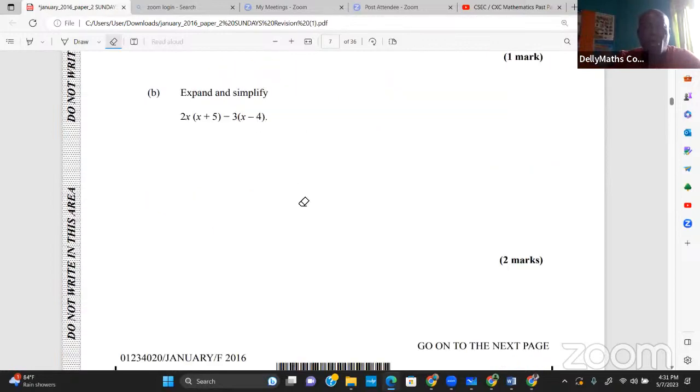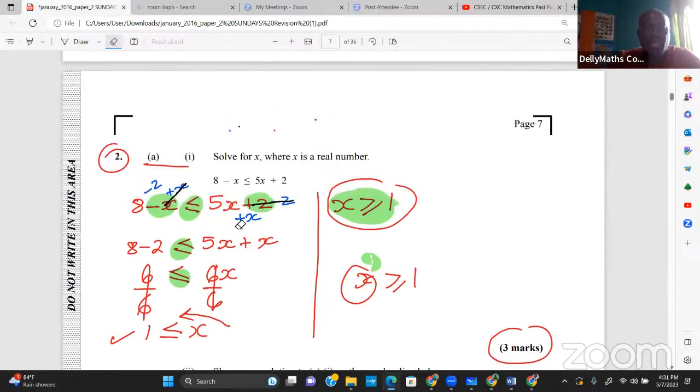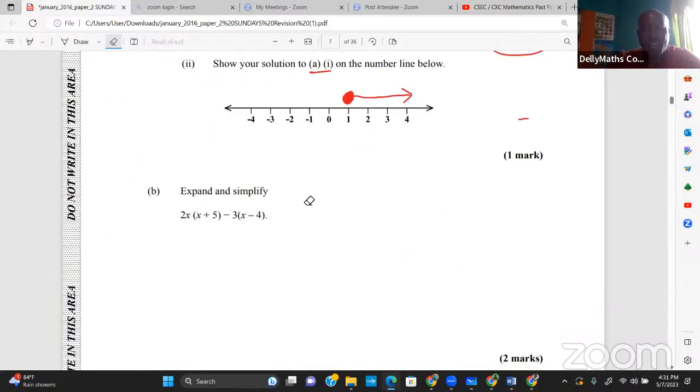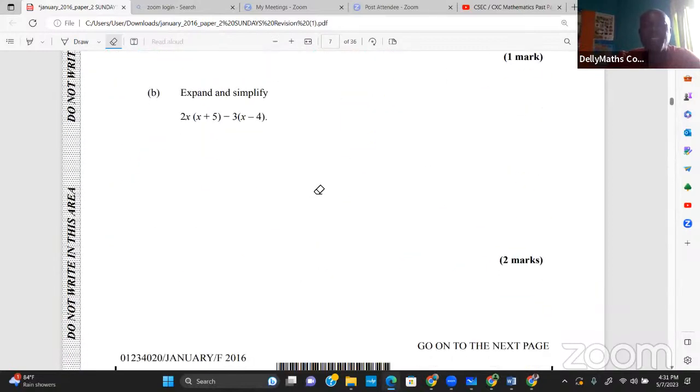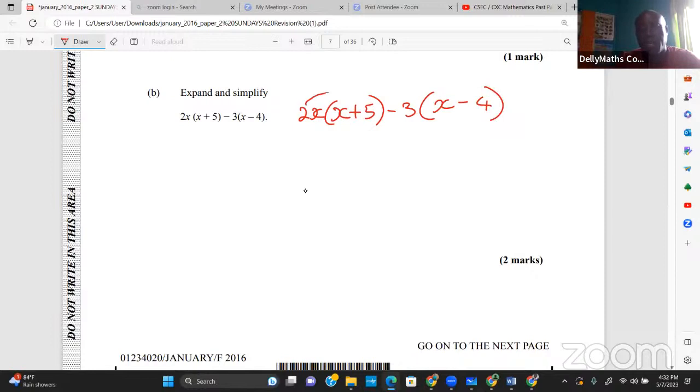All right, now you do notice what number 2 looks like. It's algebra, right? Number 2 is algebra. I want you to know that. It says here, expand and simplify. I'm going to rewrite things so that we can have a very good visual of what we're up to. What we're going to do here is distribute. We're going to distribute 2x inside the bracket there.